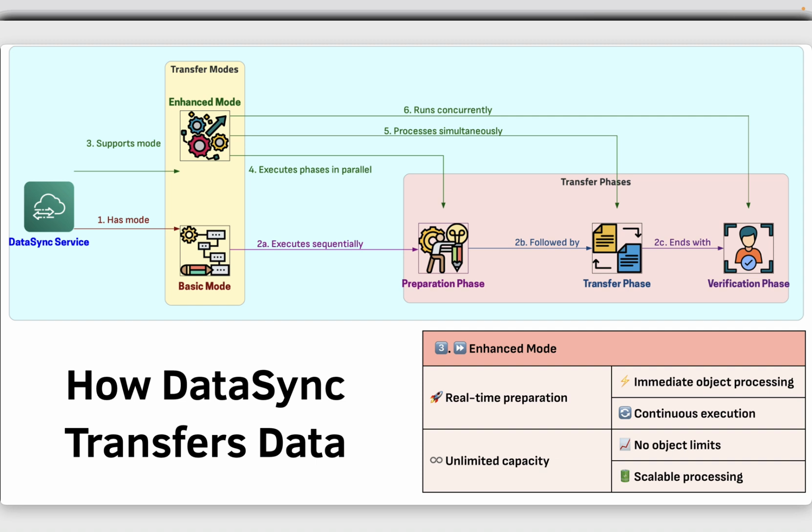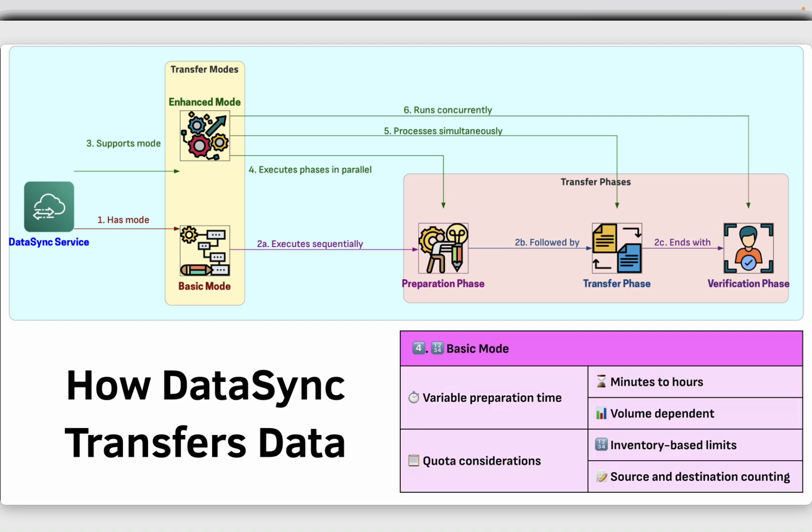A big advantage of this mode is that DataSync can prepare a virtually unlimited number of objects in a single task execution. Unlike in basic mode, DataSync transfers each object as soon as it is prepared, and DataSync verifies each object as it is transferred to your destination. With enhanced mode, DataSync verifies only the transferred data. So we have three phases as we have seen: prepare, transfer, and verify. Enhanced mode will behave like this.